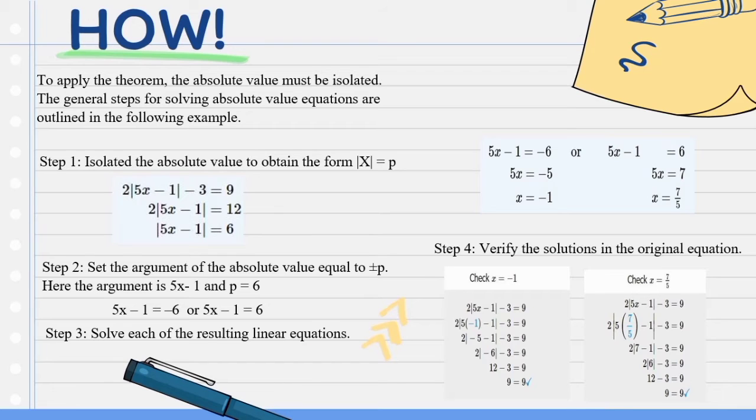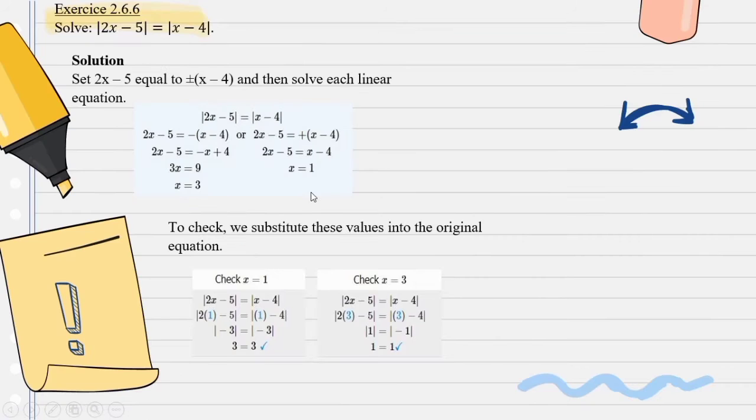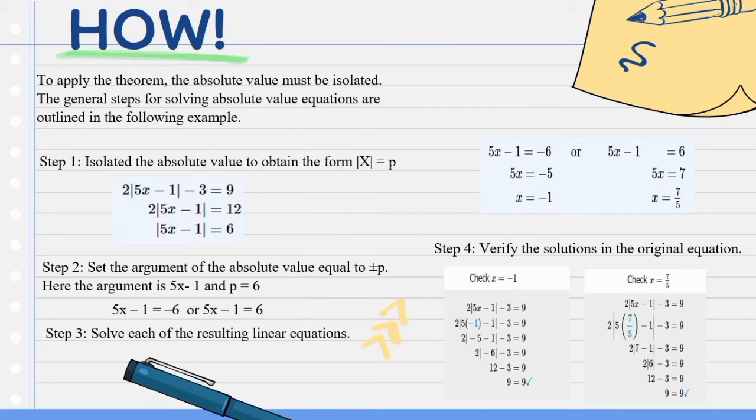To evaluate the equation, the absolute value must be isolated. The general steps for solving an absolute value equation are outlined in the following example. Step 1. Isolate the absolute value to obtain the form absolute value of x equals p. You must add 3 on both sides. The left, add 3, and the right, add 3. After that, absolute value of 5x minus 1 equals 12.